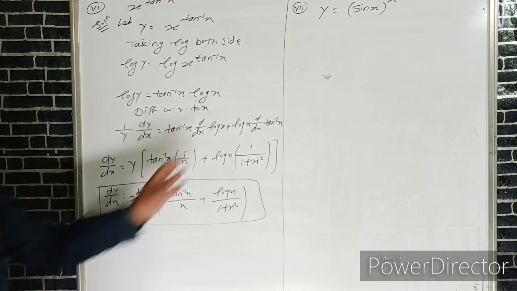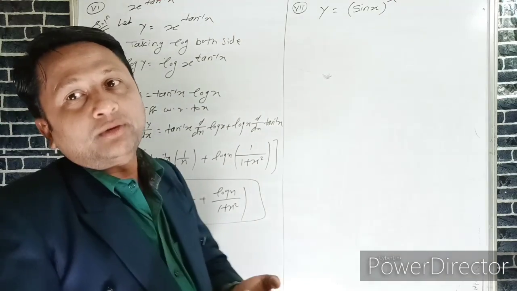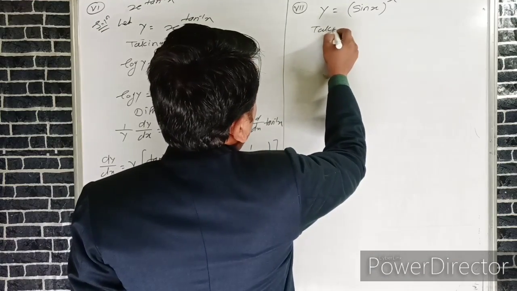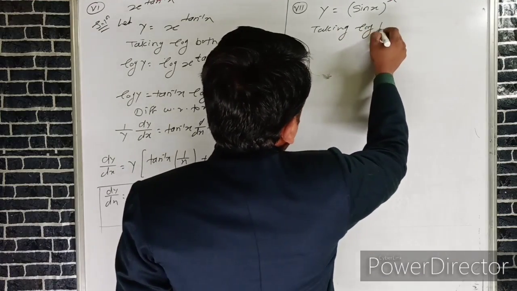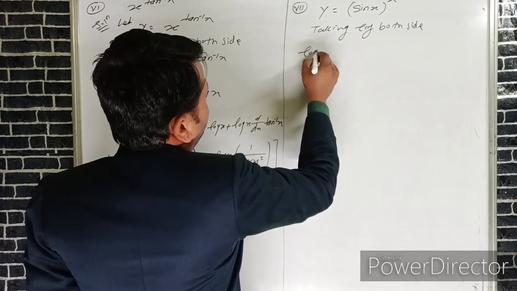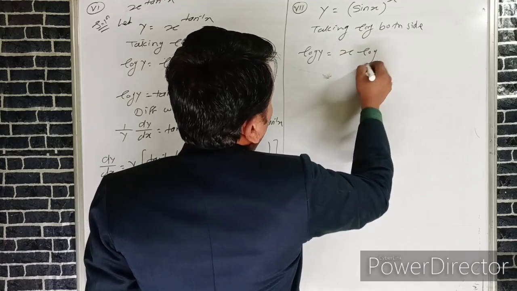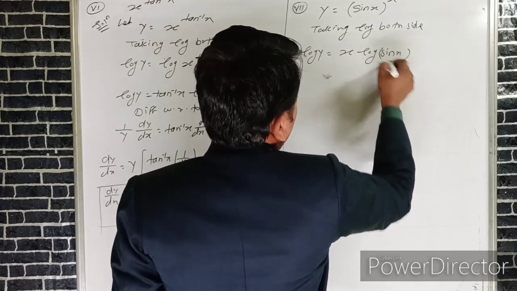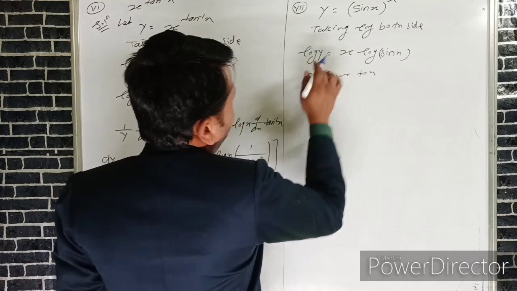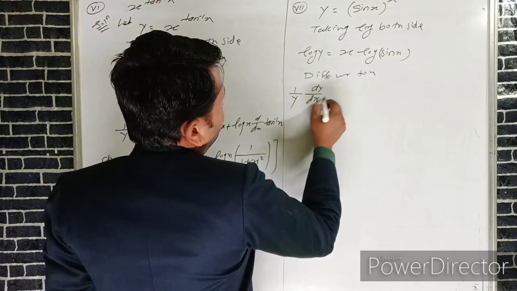Next, again similarly, we can solve this example: y is equal to sin x whole raised to the power x. By using the similar condition, first we take log both sides. The value of y, which is log y. Here we can write x log of sin x. If we differentiate the given function with respect to x, then we can write 1 by y dy upon dx.